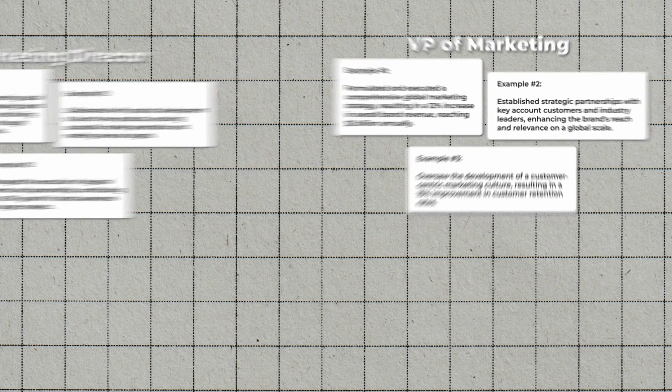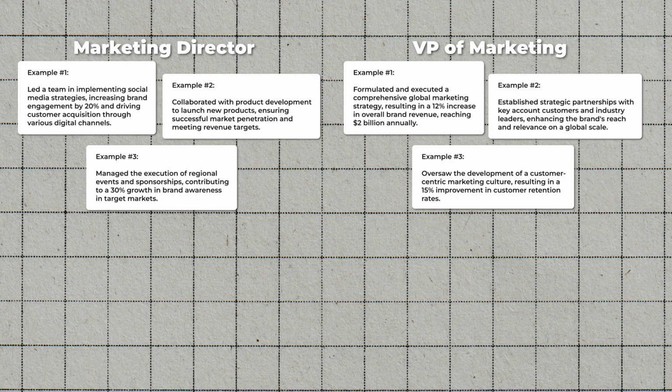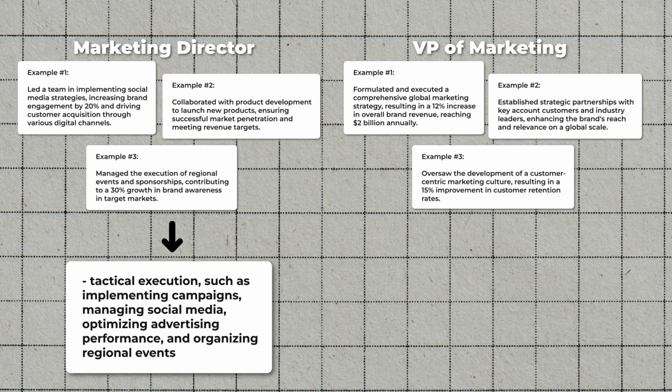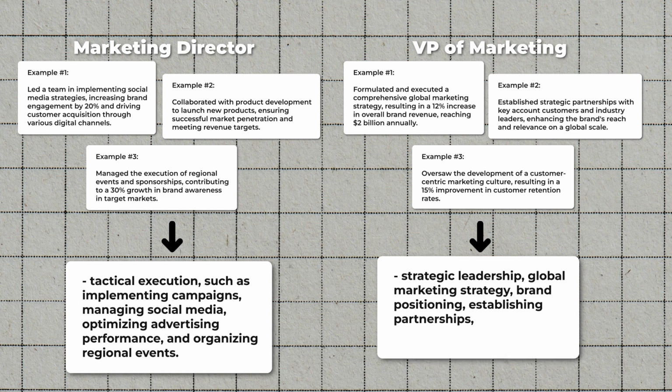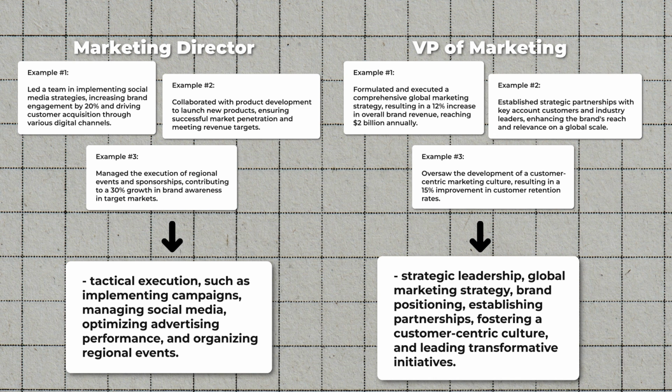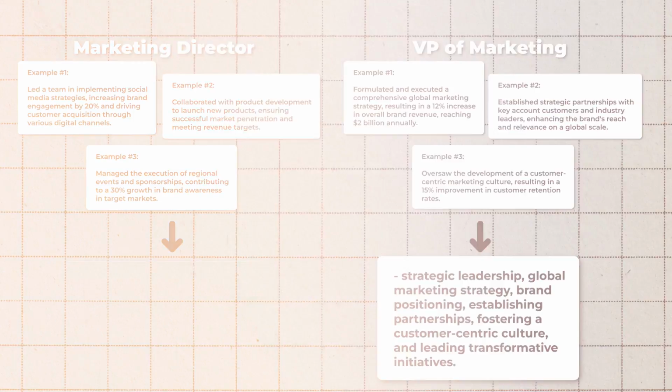Now with the comparison, you can see in the marketing director's achievements, the focus is on tactical execution, from implementing campaigns, managing social media, and organizing regional events. The resume of the vice president of marketing describes a different profile. The emphasis is on strategic leadership, global marketing strategy, brand positioning, establishing partnership, and fostering a customer-centric culture, leading transformational initiatives. You get an idea of how the person shapes the overall marketing direction of the company and contribute to long-term growth and market leadership.